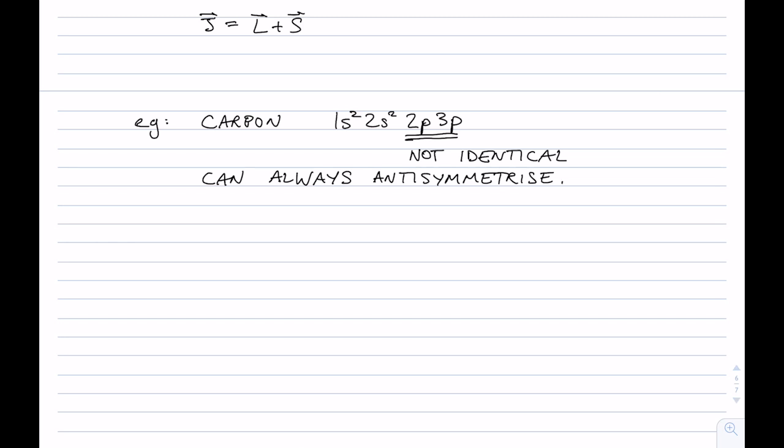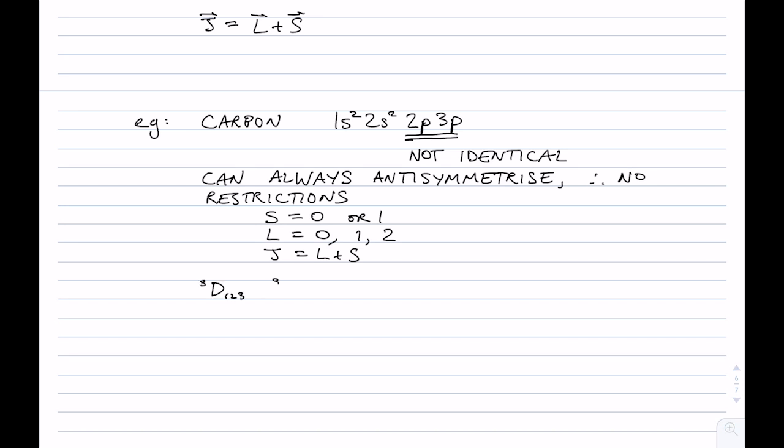And so no restrictions. So again, we can have S equals 0 or 1. We can have L equals 0, 1, or 2. And then we can have any combination, J equals L plus S, that we like. So this gives us many options. For example, triplet D, 1, 2, 3. We'll have triplet P, 0, 1, 2. Had that one before. We have triplet S, 1.